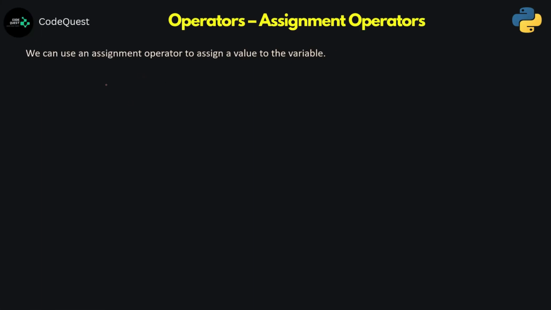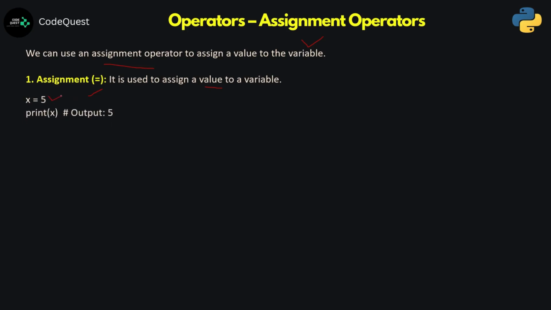Now, the assignment operator, we can use it whenever we want to assign one value to a variable. The very commonly used assignment operator is equal to, where we can use this to assign a value to a variable. Let's say here 5 is the value which is now assigned to x. Hence, when I print the value of x, I'm going to get 5.